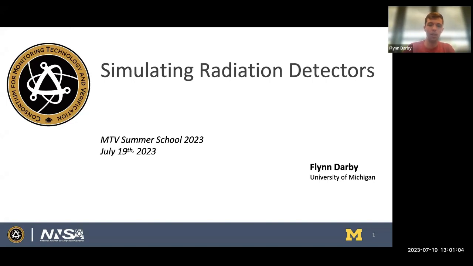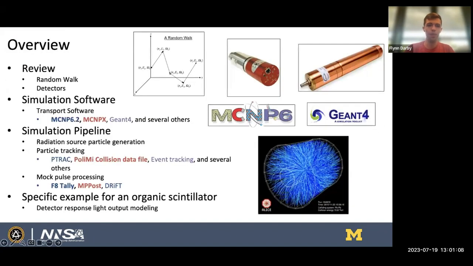So as Ricardo said, we'll be talking about simulating radiation detectors, and we'll dive right in. As an overview, we'll talk about random walk, which we mentioned yesterday, but we'll repeat that for those that weren't attending or that just need a bit of a refresher. We'll talk about some of the different types of radiation detectors, and the simulation software that we can use for radiation transport. There are several versions of MCNP, which I'll go into in a few slides. There's also Geant4 and several other programs.